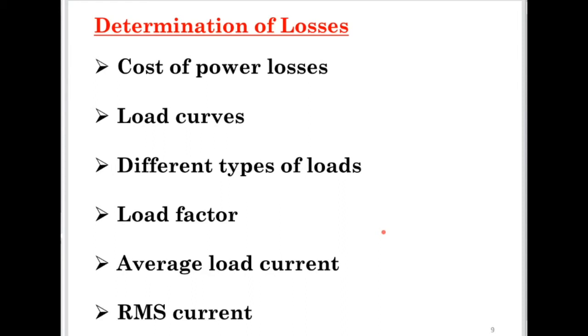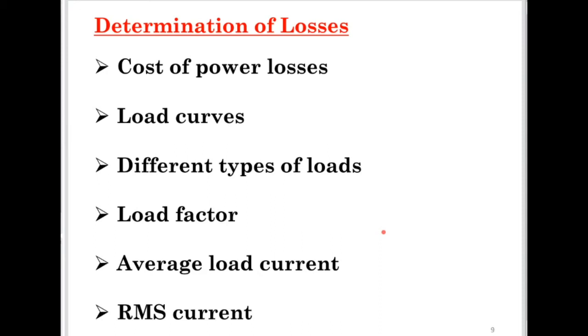So load curves are very important. We study that load curve, and from it we can determine the losses. We take the power from the load curve, and we also take the time from the load curve. Then we multiply, we get the energy losses, and then we take the tariff, meaning the rate of energy, and then we get the cost of energy wasted. Then we equate it with the cost of the conductor in terms of interest and depreciation, right?